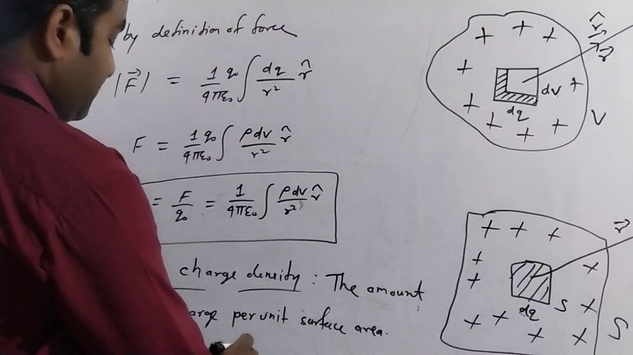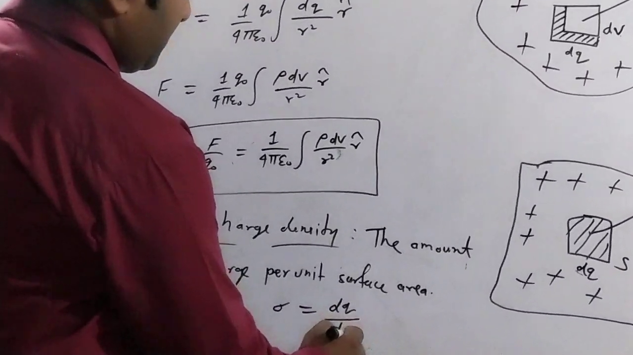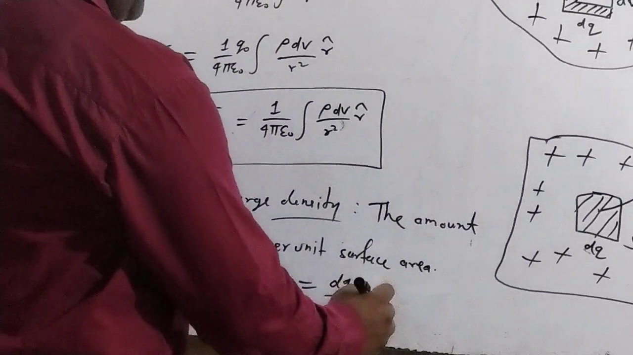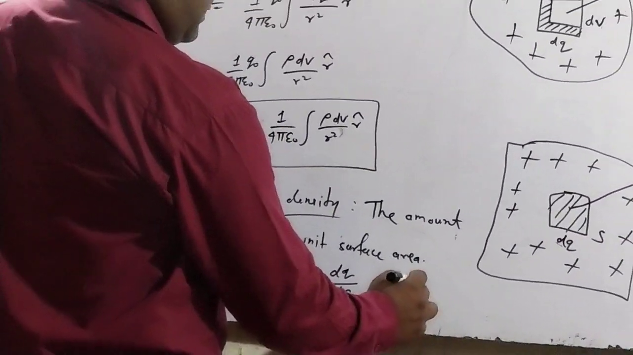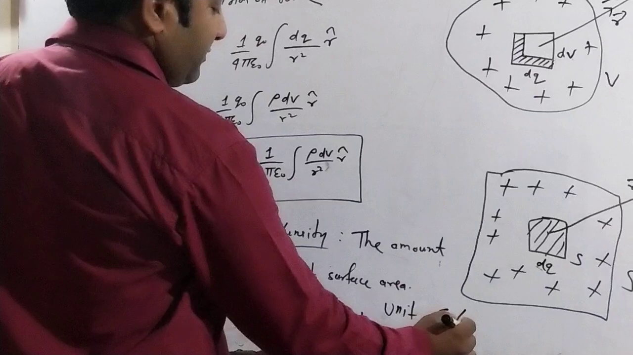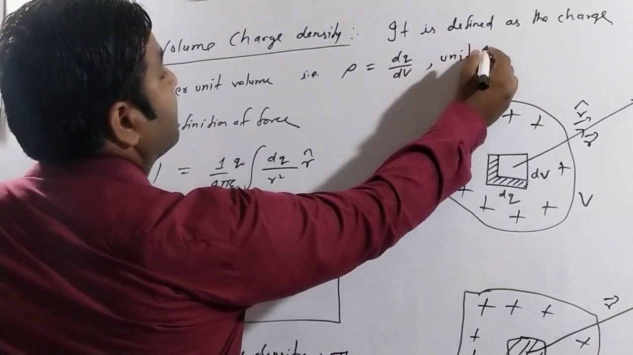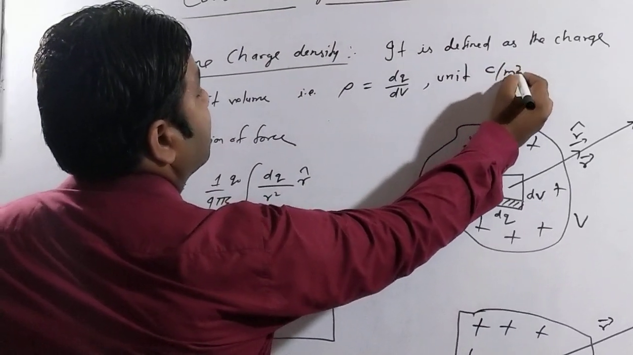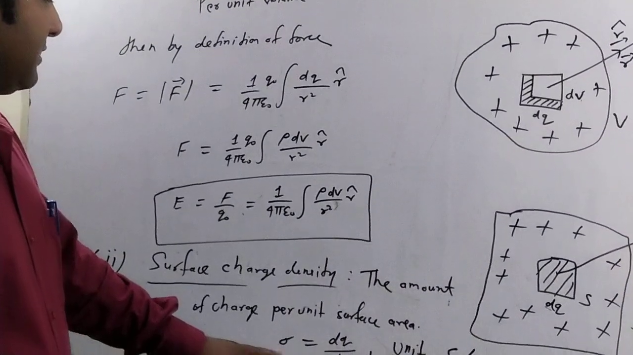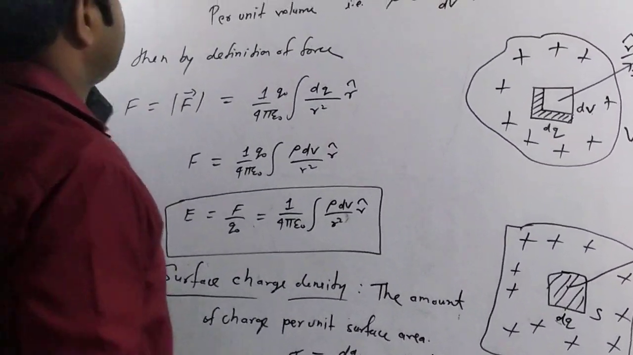And it is represented by sigma. Sigma is equal to dq upon ds. With the help of this formula, we can estimate the unit easily. Charge unit, that is coulomb, and surface area unit, that is meter square. And in this sense, the unit can be calculated, that is coulomb per meter square. Then after calculating sigma, we can calculate the value of force as well as intensity.